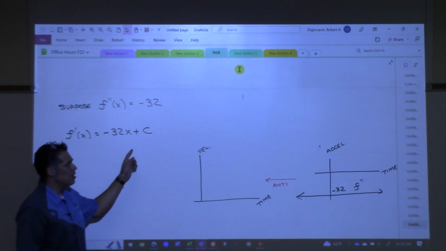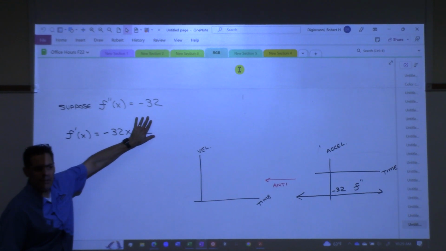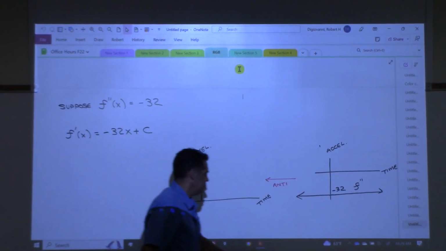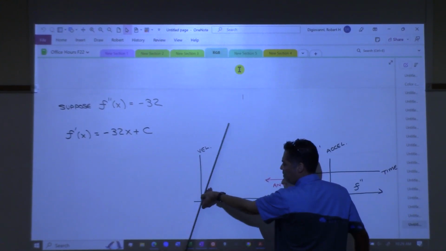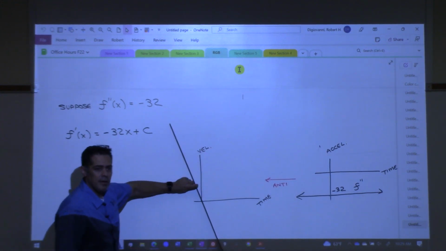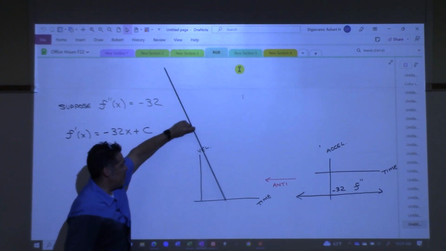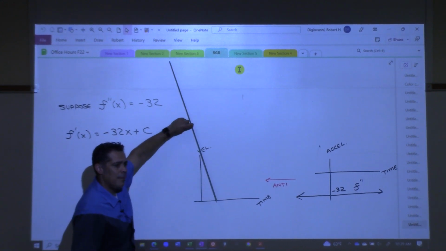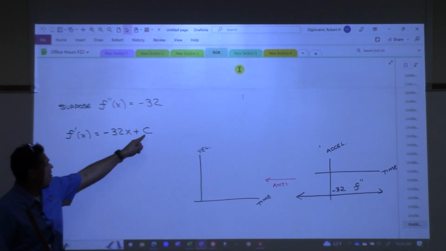With me? Do you all know what that graph is? What's that graph right there, negative 32x? What is the shape of that graph? It's a line, right? It has a slope of what? Negative 32. So here's a line. Here's a slope of 1. Here's a slope of 2. Right? Negative 32. It's a very steep line like this, isn't it? Very steep. But plus c means it could be moved up or it could be moved down, couldn't it?